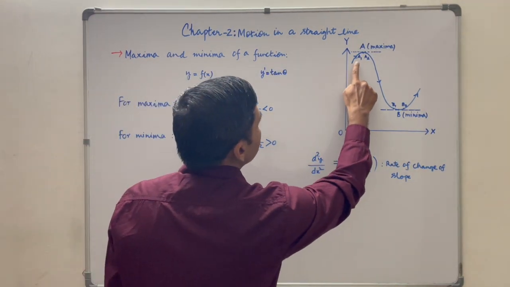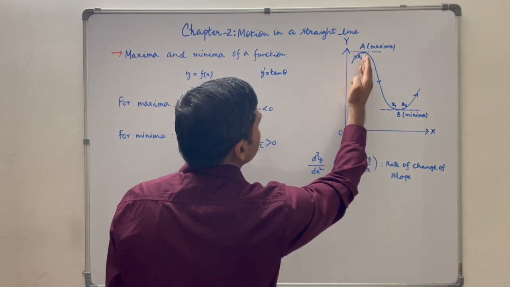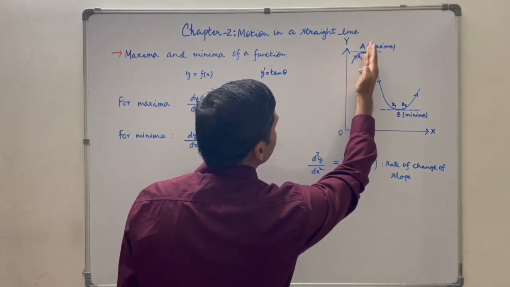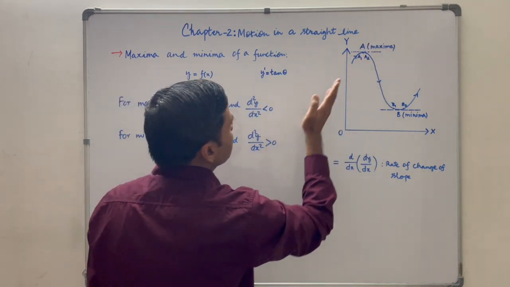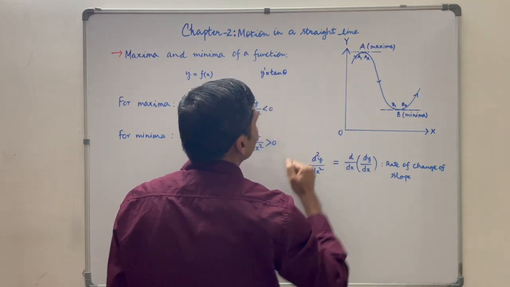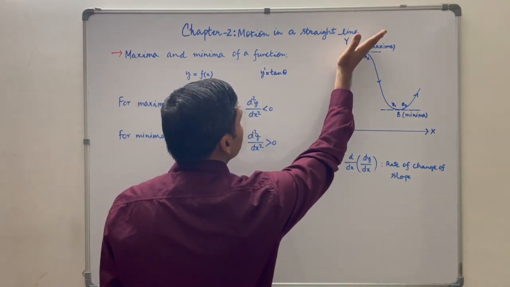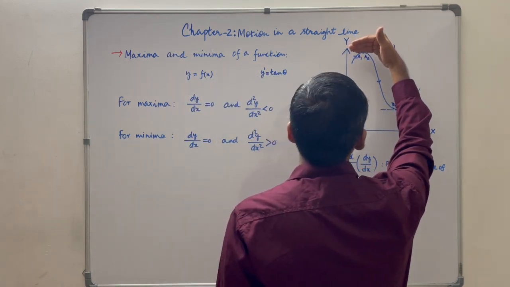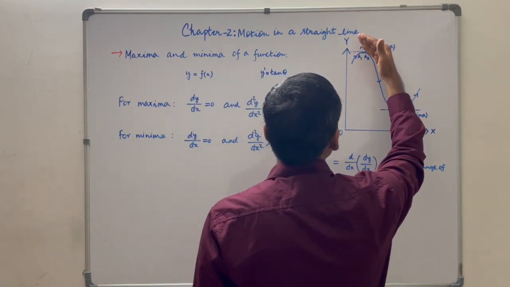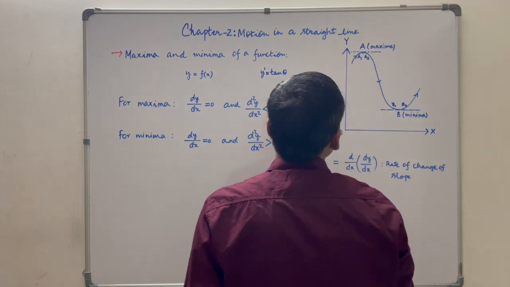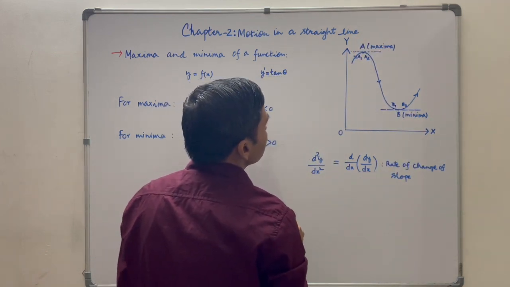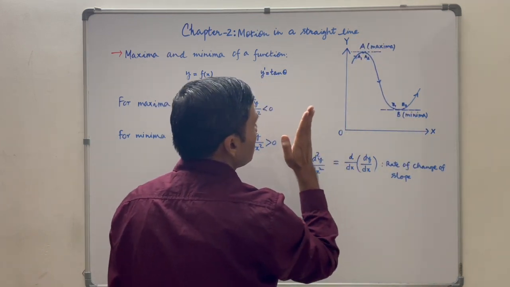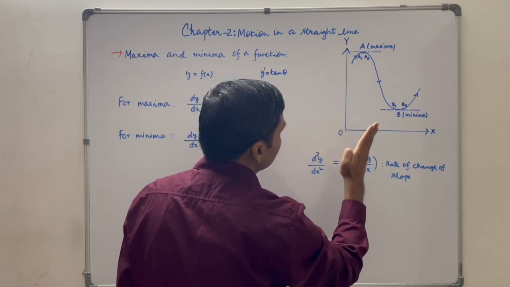Consider 2 points A1 and A2. A1 is to the left of A and A2 is to the right of A. Now draw tangents at A1 and A2. The tangent at A1 will have a positive slope. At A it will have 0 slope, and at A2 it will have a negative slope. This means the rate of change of slope is decreasing, from positive to 0, 0 to negative.